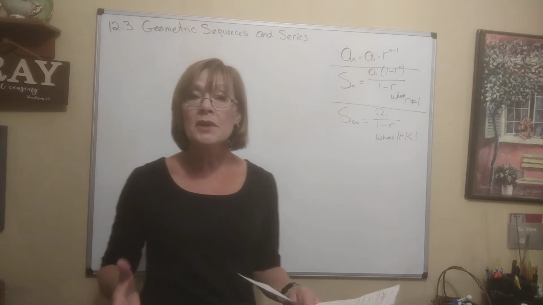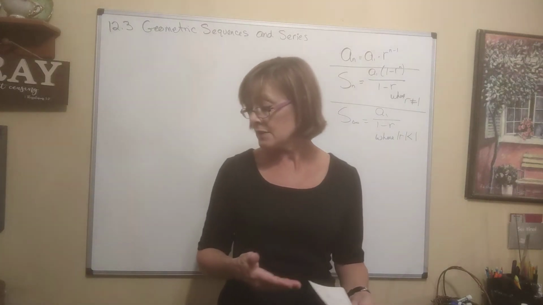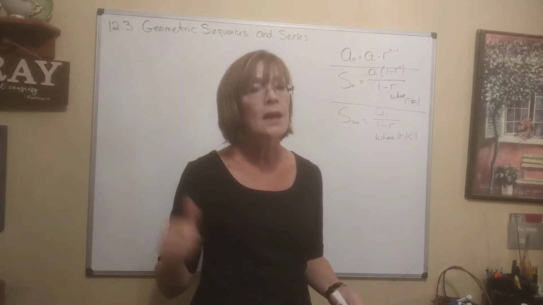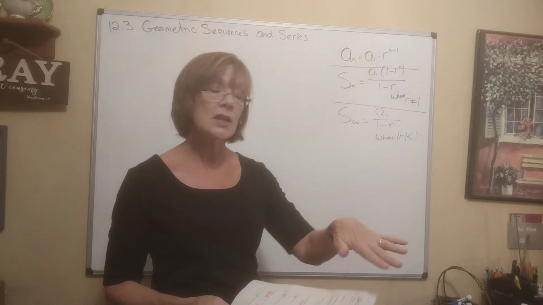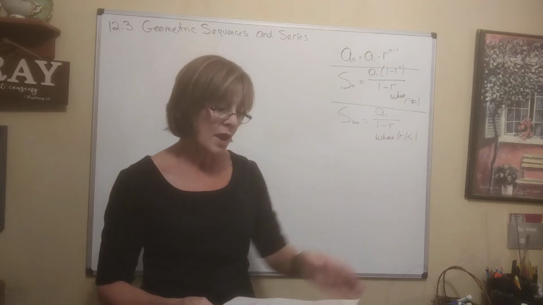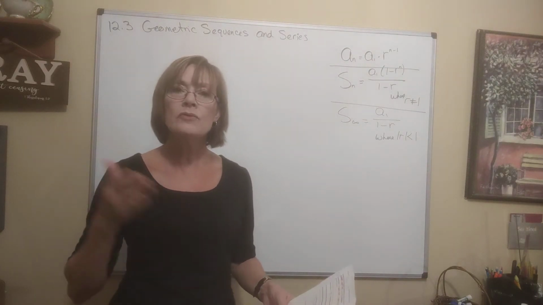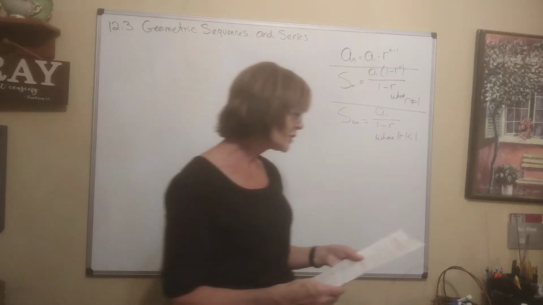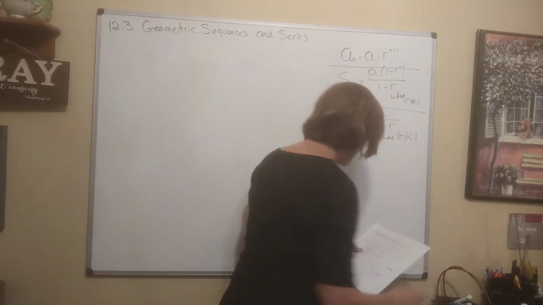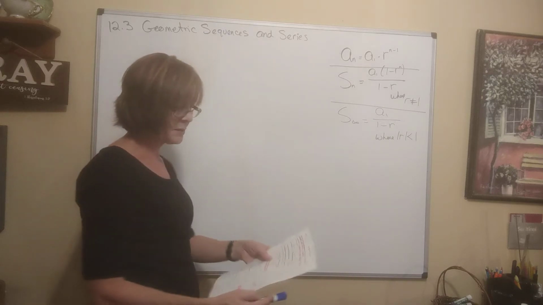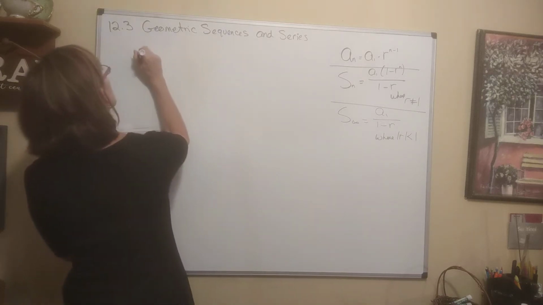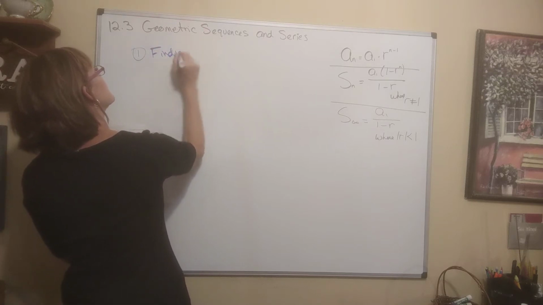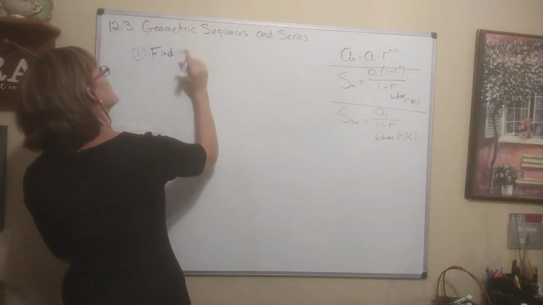Okay, there are some formulas we get to use with geometric sequences and series, just like there were with arithmetic. I have them listed on your sheet, and I've written a few of them down. We're just going to start going through the problems, and as we need to use these formulas, I'll point them out. The first one says, find the common ratio R for the geometric sequence. So number one is to find R, the common ratio.